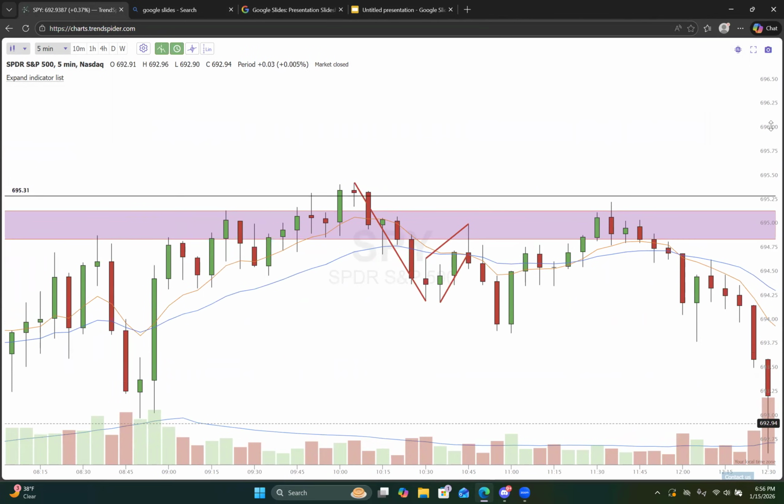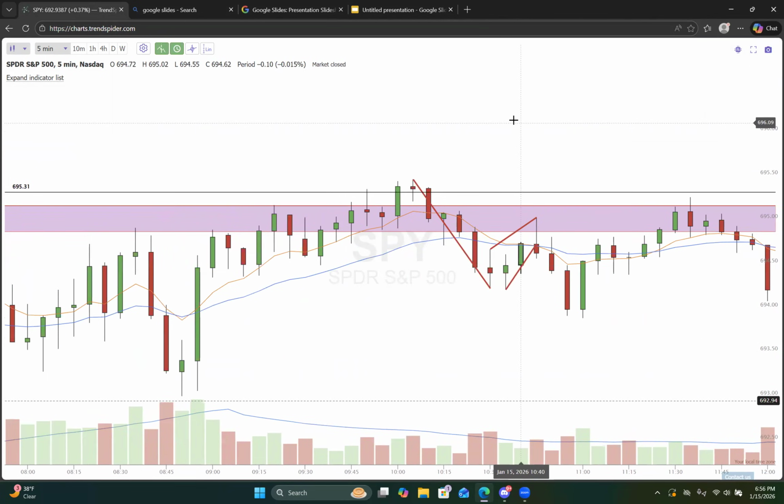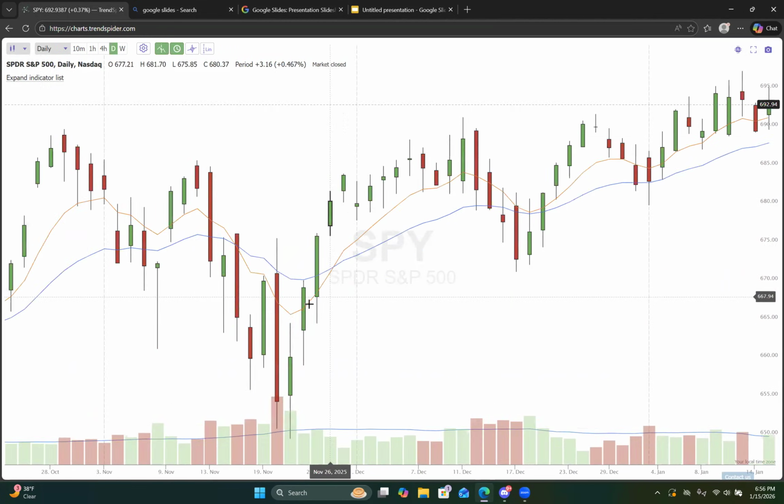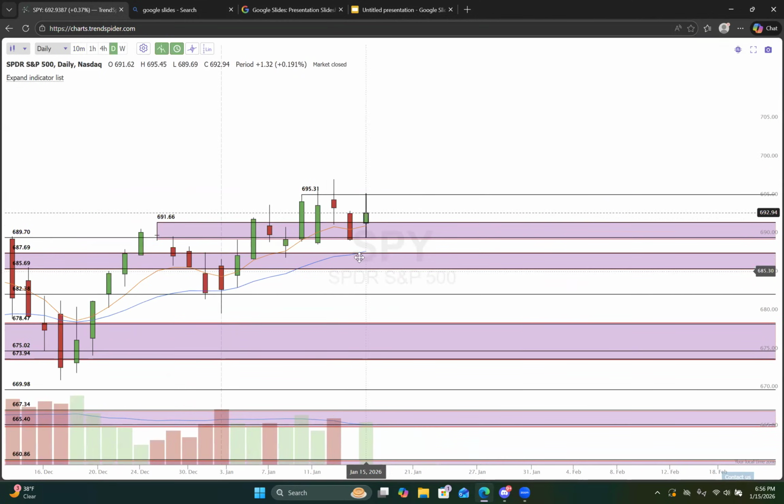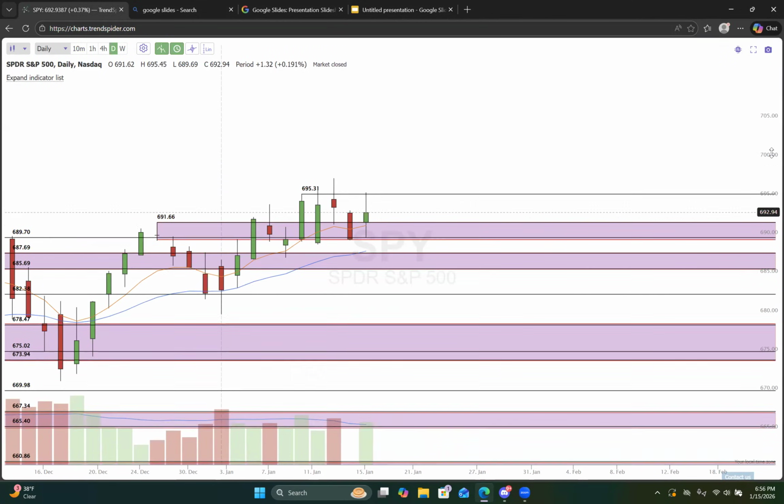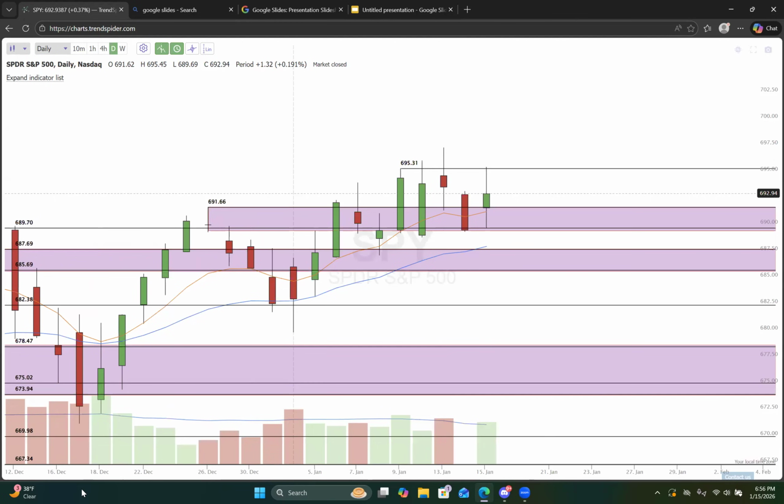These patterns are very common, guys. We're not just making up these patterns because we want to. These are very strong patterns that you need to start recognizing. 695. Let's go back here. I posted this level for you guys on Sunday. Here you go. 695. What happened? We came up, we rejected it.